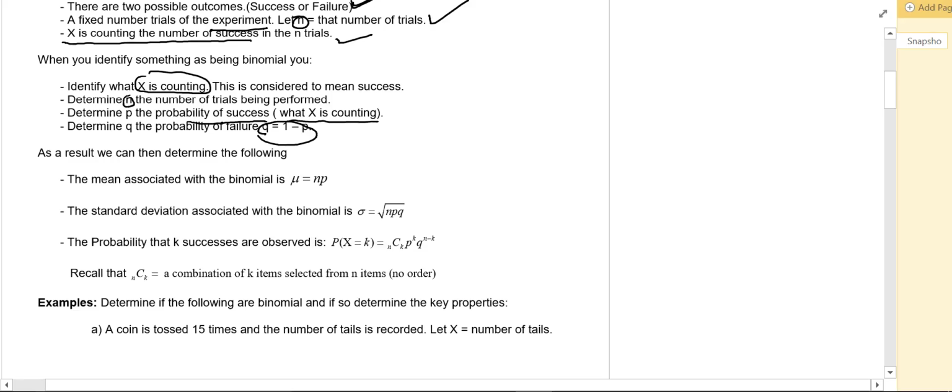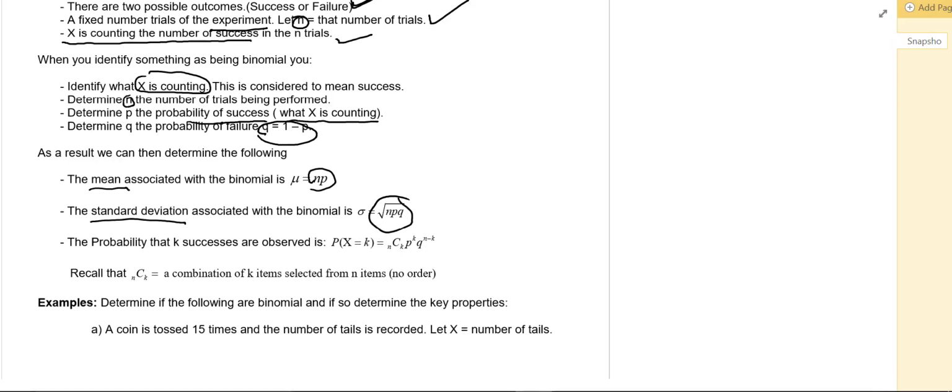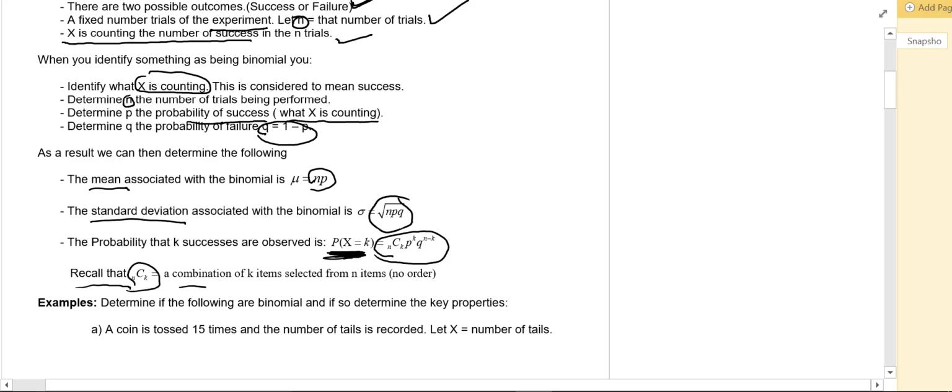Now, here are some other facts in regards to a binomial distribution. If X is binomially distributed, its mean is n times P. Its standard deviation is the square root of npq. And we have a formula for the probability that X is going to equal a particular number. The probability that we get so many successes in n trials is given by this formula right here. Okay, so we'll simply remind you, C of n pick k is a combination of k items selected from n items, and there's no order.